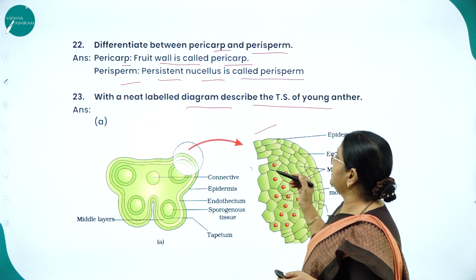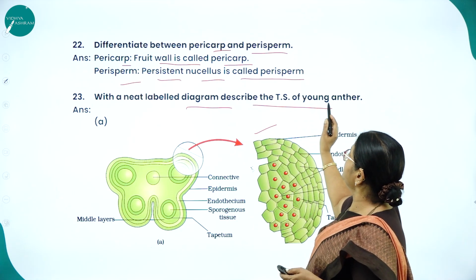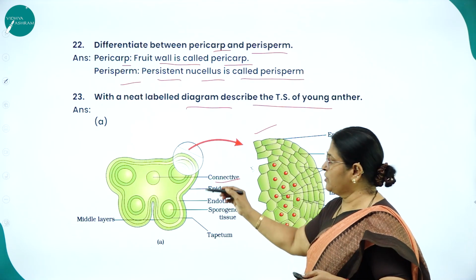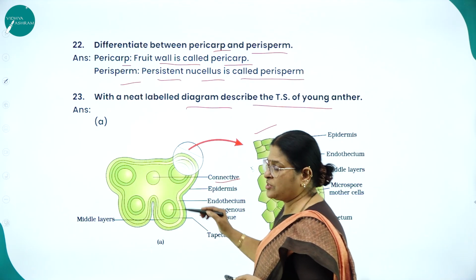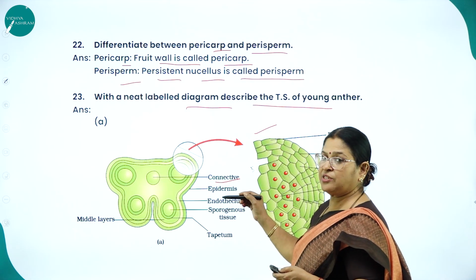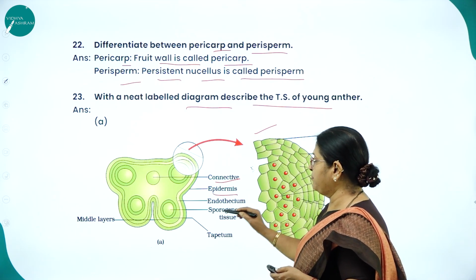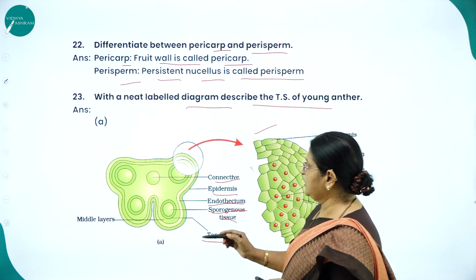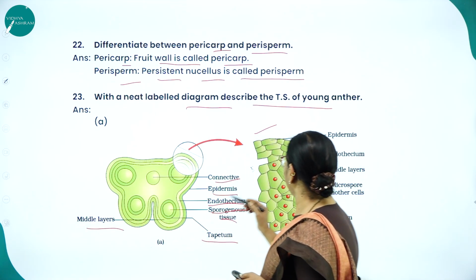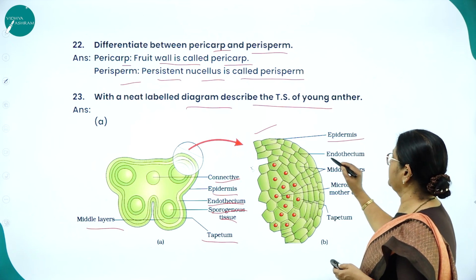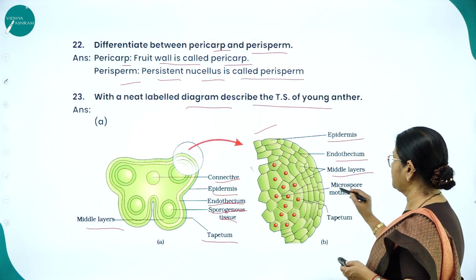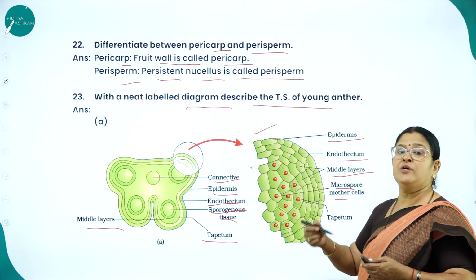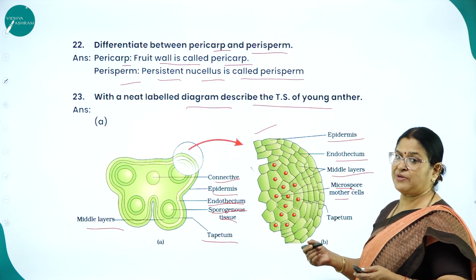So this is the diagram of the transverse section of a young anther, that is the microsporangium, where you can see the microspores producing the pollen grains. You can see the epidermis, endothecium, sporogenous tissue, the tapetum and the middle layers. If this is enlarged, you can see epidermis, endothecium, middle layers, microspore mother cells. As I said, what is microsporogenesis? The process of formation of microspores from microspore mother cell.